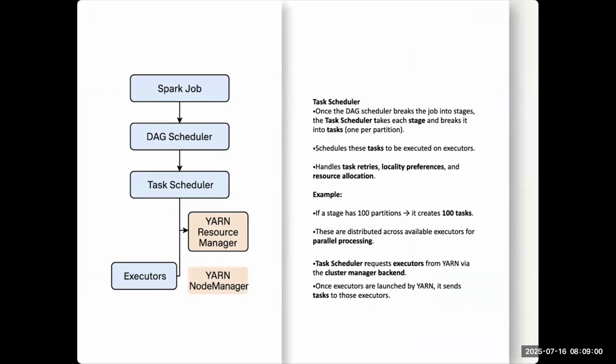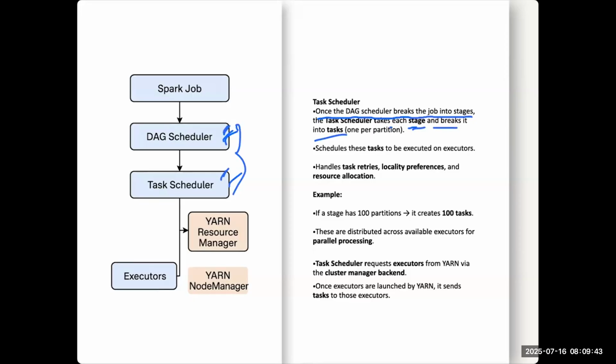See, you have a Spark job, and in that you have the DAG scheduler and the task scheduler. Once the DAG scheduler breaks the job into stages, the task scheduler takes each stage and breaks it into tasks, one per partition. So stages are created by the DAG, and then the task scheduler converts each stage into tasks. These are the components in Spark, so you need to know the responsibility of each. This may be an interview question.